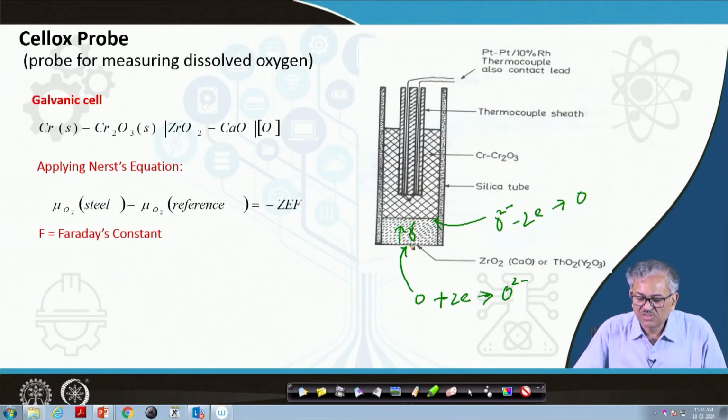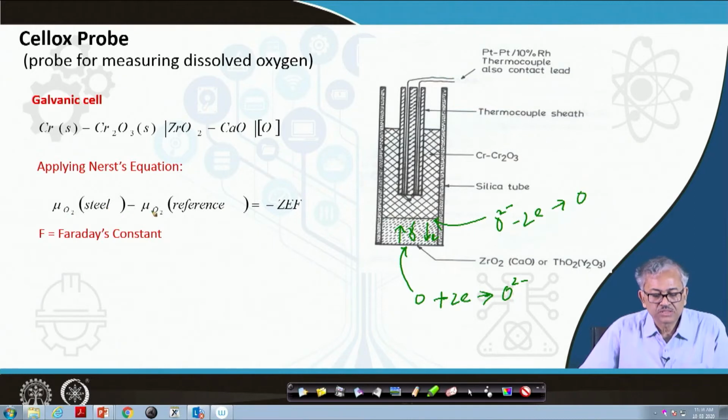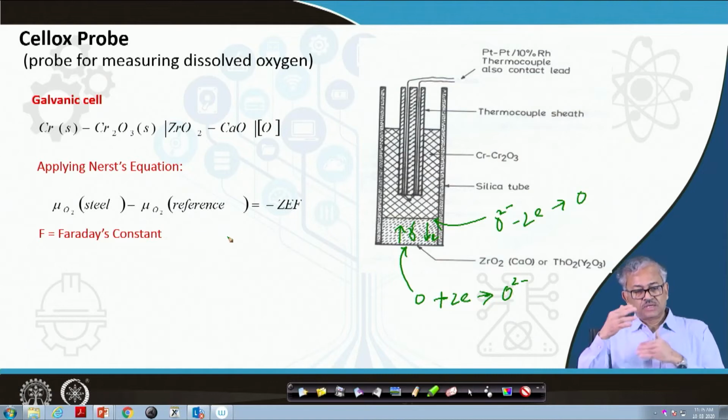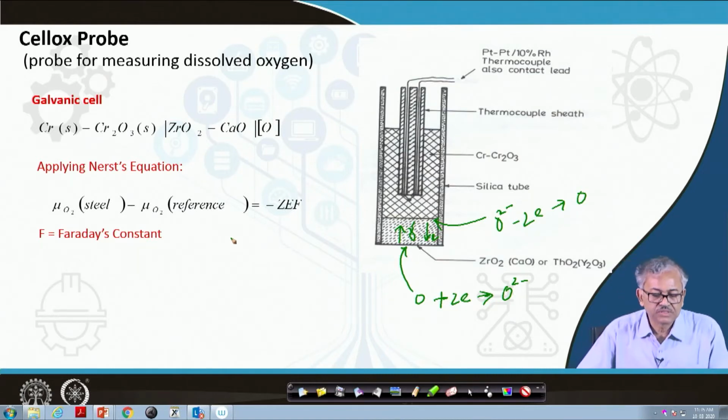Here you can find we are observing two electrons being released. So the electron will move in this direction, and oxygen ion will move in the opposite direction. So mu O2 in steel minus mu O2 reference is equal to minus ZEF. Z is the number of electrons, E is the EMF generated, and F is the Faraday's constant. Okay, so this is simply the Nernst equation, and here the electron flows because of the difference in chemical potential. This is also called a concentration cell.